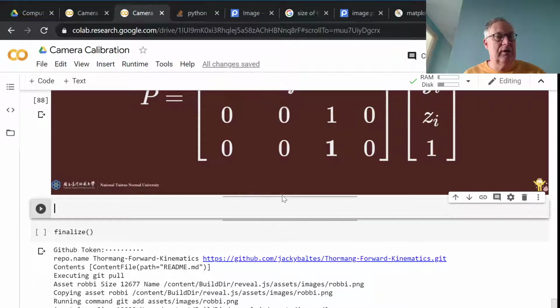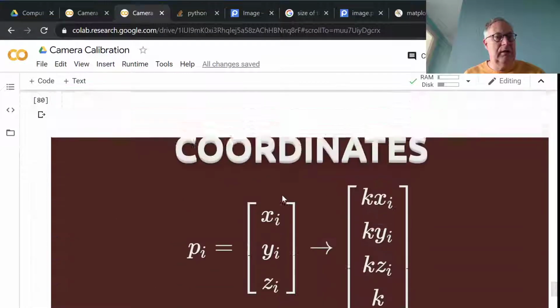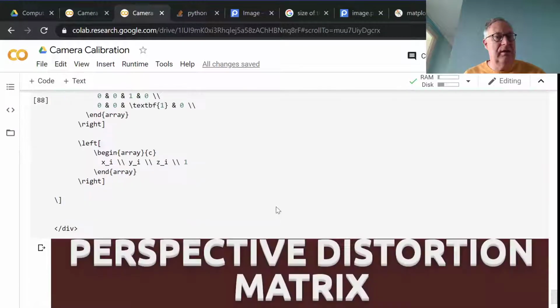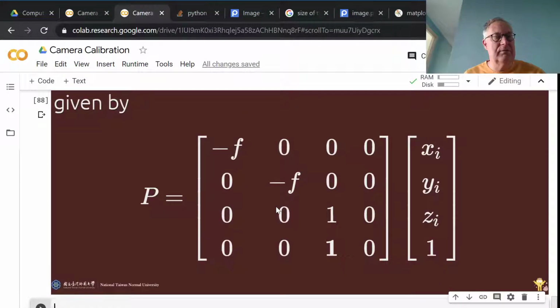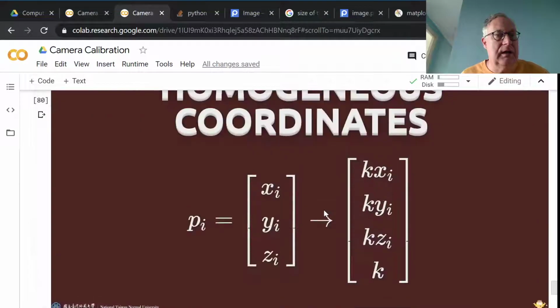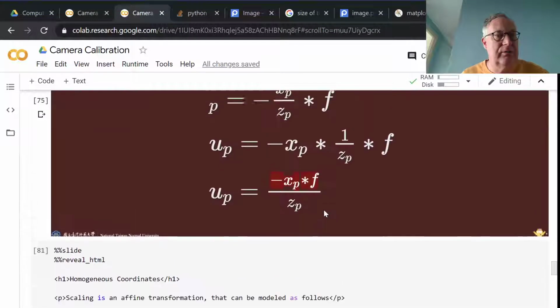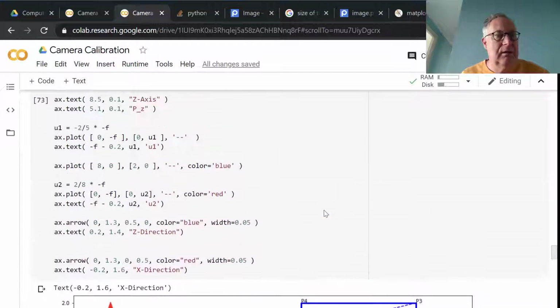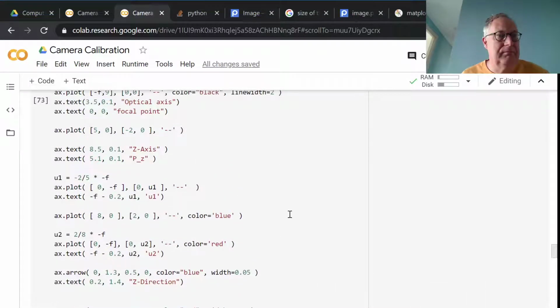Now this is not the only way that you see that perspective distortion matrix. Sometimes it looks a little bit different. For one thing, the negative signs are not very nice, so I can change the negative signs by a simple trick.